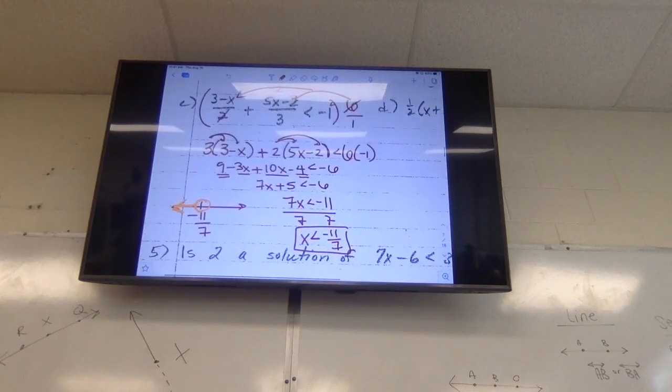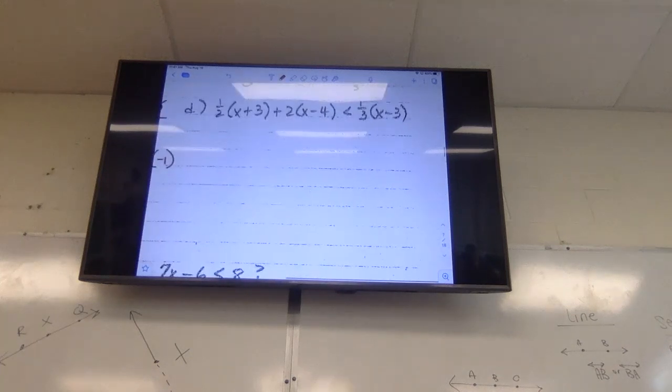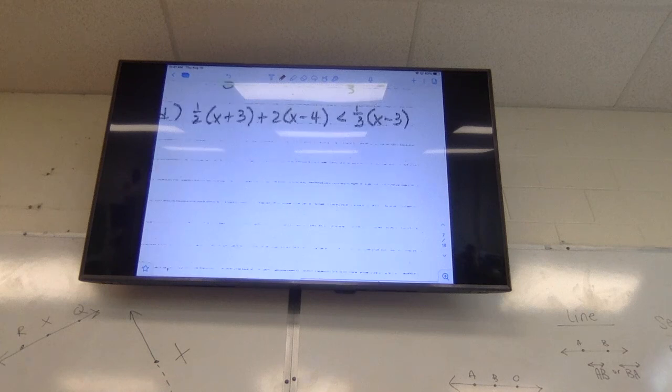Anyone still looking at C? I'm going to go attack D. Do I need to talk about that before I get started, or are we okay with that? Ooh, no, we got some fractions. Let's talk. If you're on D and you're not really sure where to start, I want to clear my denominators again.